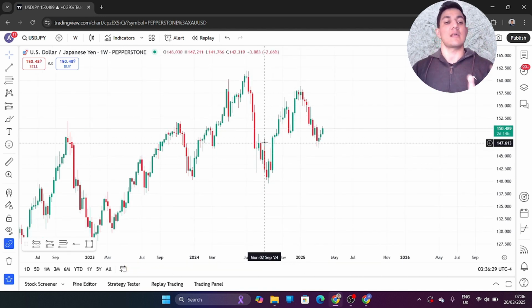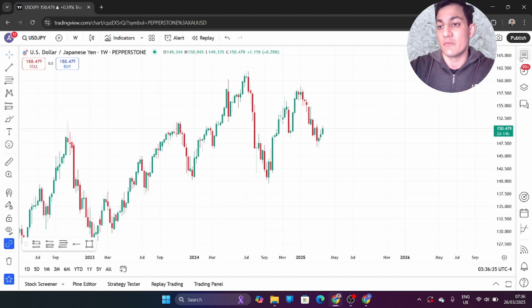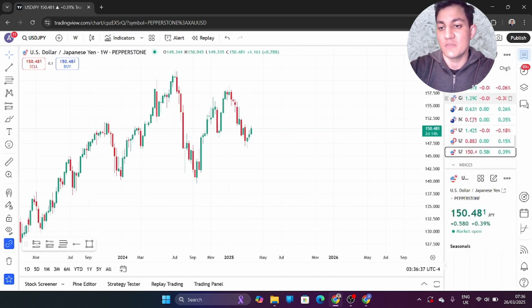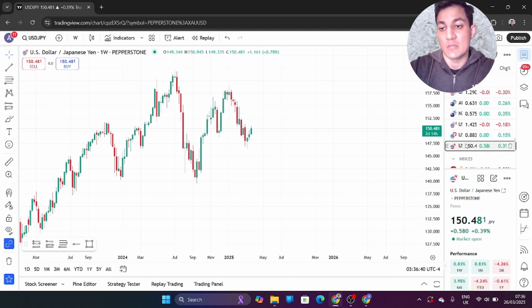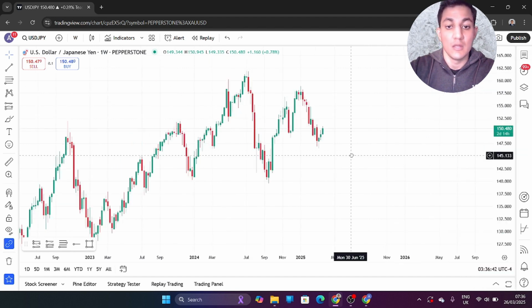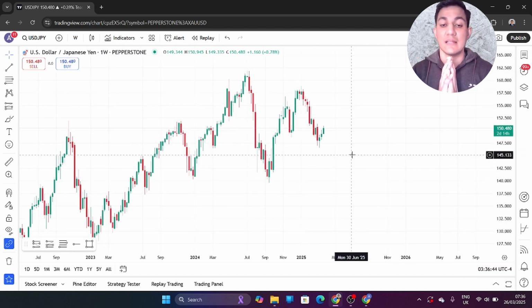Now, this example right here on dollar yen is the hardest example that I can give you, right? I went through all my watch lists, I scrolled through each and every single pair, and USDJPY by far is the hardest example. So if you can understand this, you will understand literally any pair, any asset, anything that you trade.